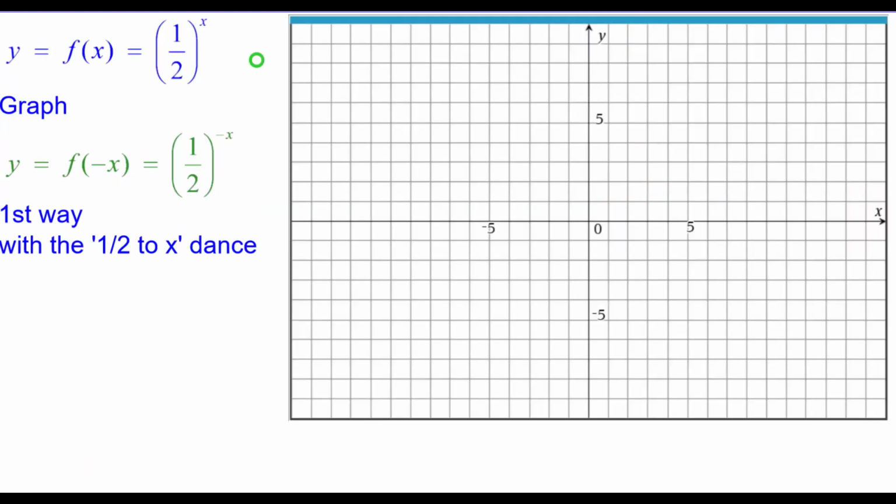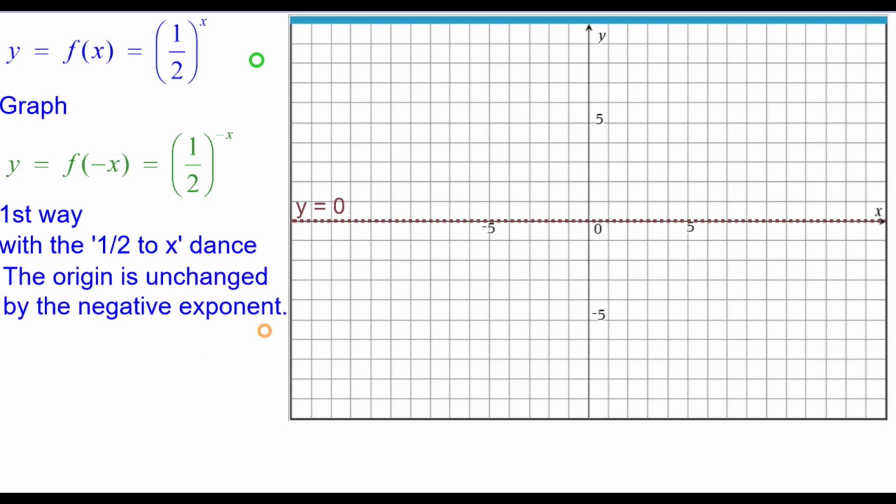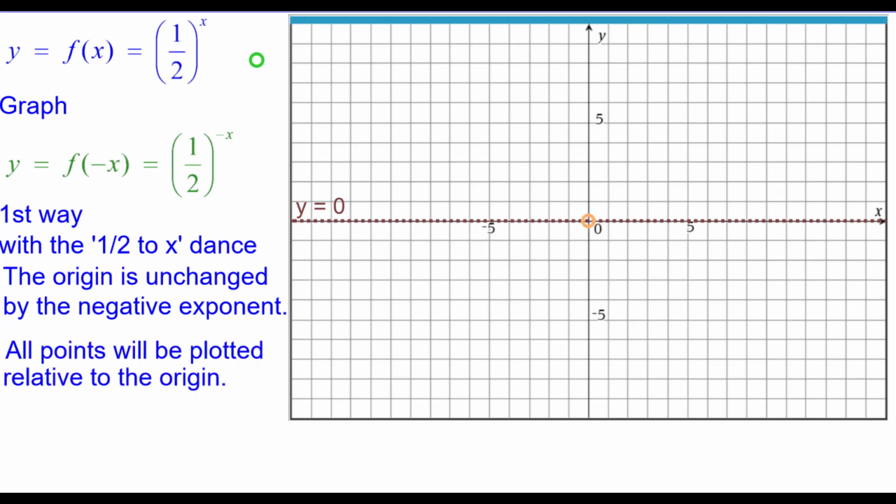The first way is with the 1/2 to the x dance. Recall that y equals 1/2 raised to the x has an asymptote at y equals 0, and the negative in the exponent has no effect on the asymptote. So we'll graph the x-axis, or the line y equals 0, as our boundary line. The origin also is unchanged by the negative exponent, and all points will be plotted relative to the origin.